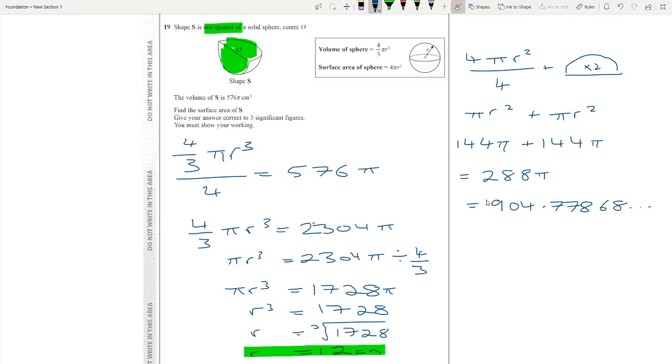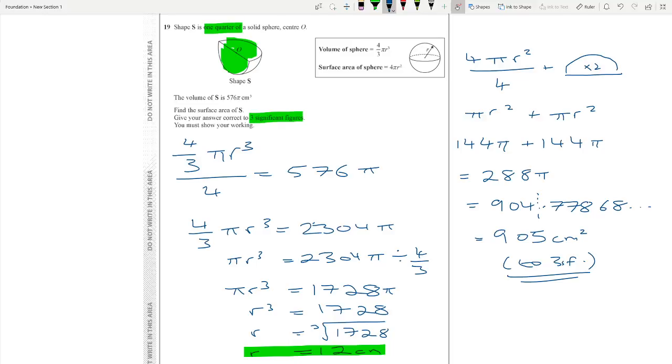Using a calculator, 288 pi will give you 904.77868. The question asks us to give our answer to 3 significant figures, so round this off to 3 significant figures. So that's going to give us 905 centimeters squared to 3 significant figures, and that's your answer.